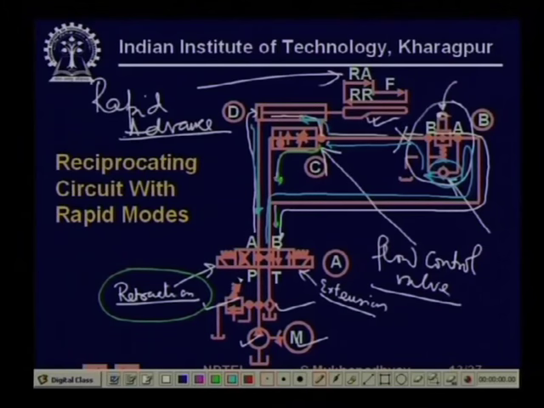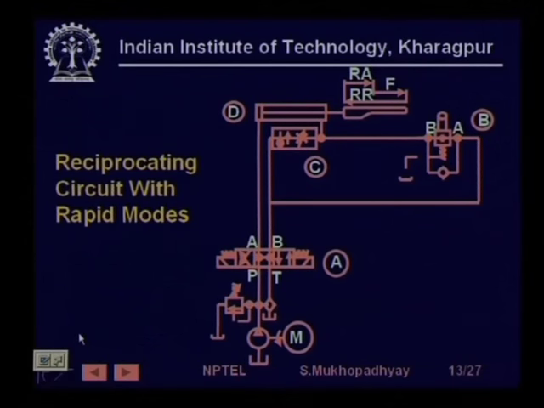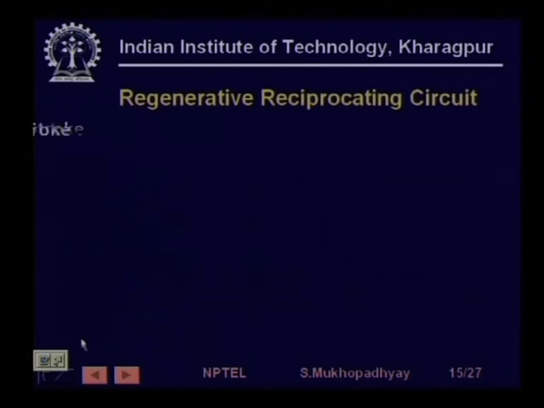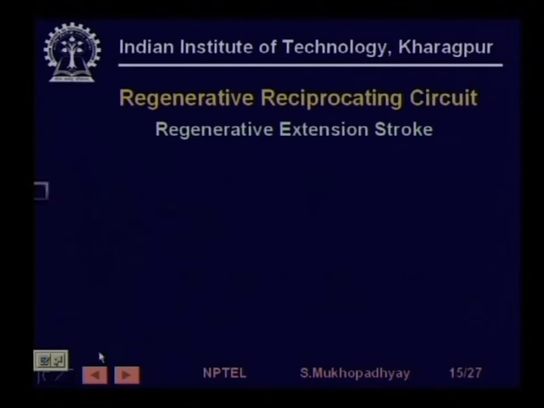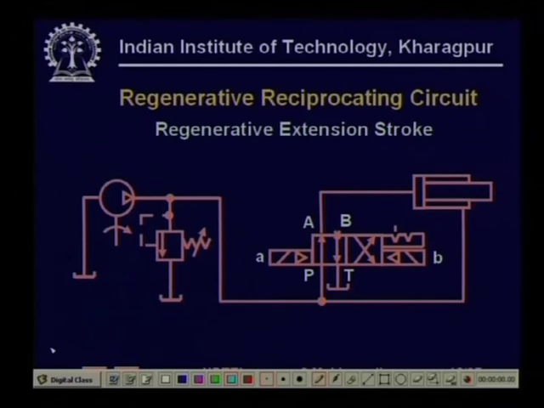Now, let's go to the next example. So in the next example, what is happening is that we are still having reciprocation circuits, but now we want to have a regenerative configuration. What is regenerative configuration?